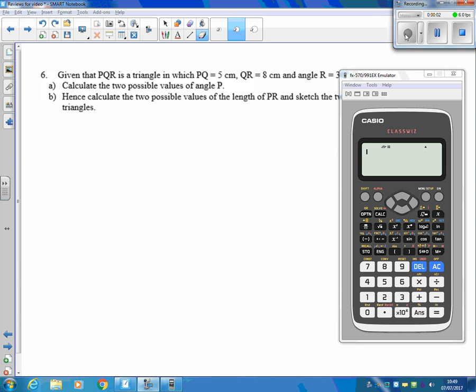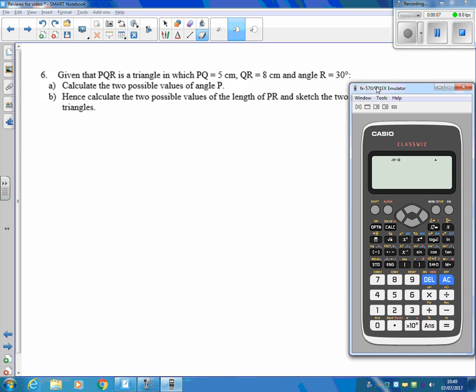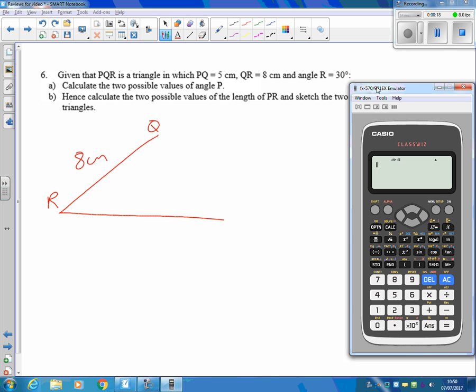Question 6 is this wonderful situation where there's two different triangles that you can get from the information given. If we just put the first line here, that we've got Q and R, and we know that that's 8 centimeters long. We also know that R is 30 degrees. But the other piece of information, that P is somewhere on this line here, so that Q to P is 5 centimeters. And it would look like that.